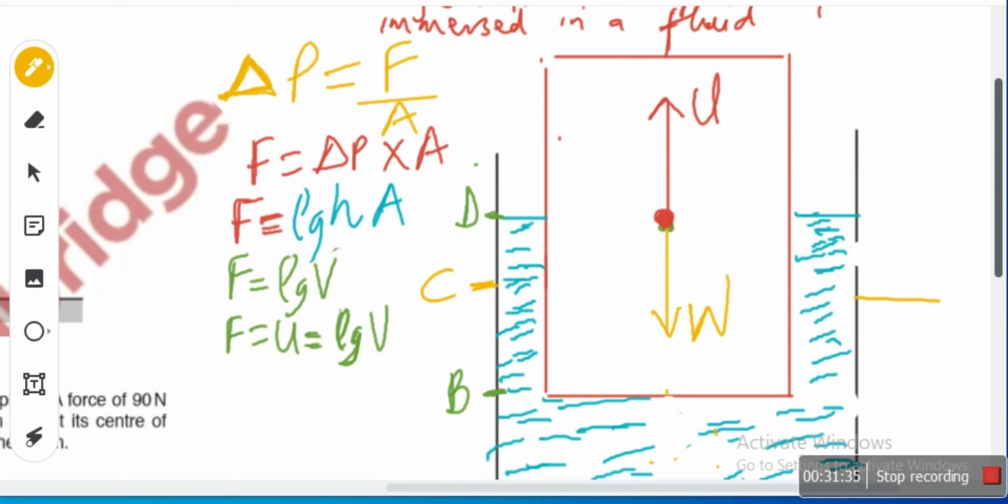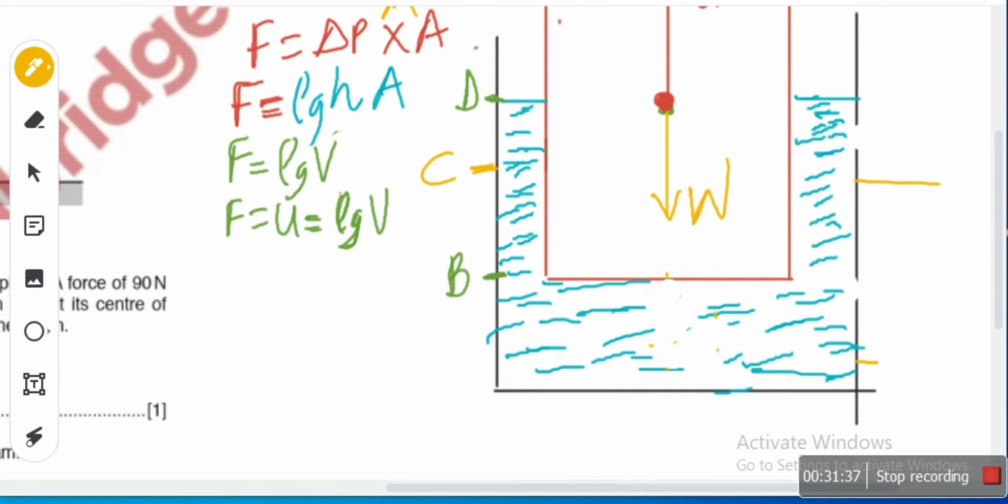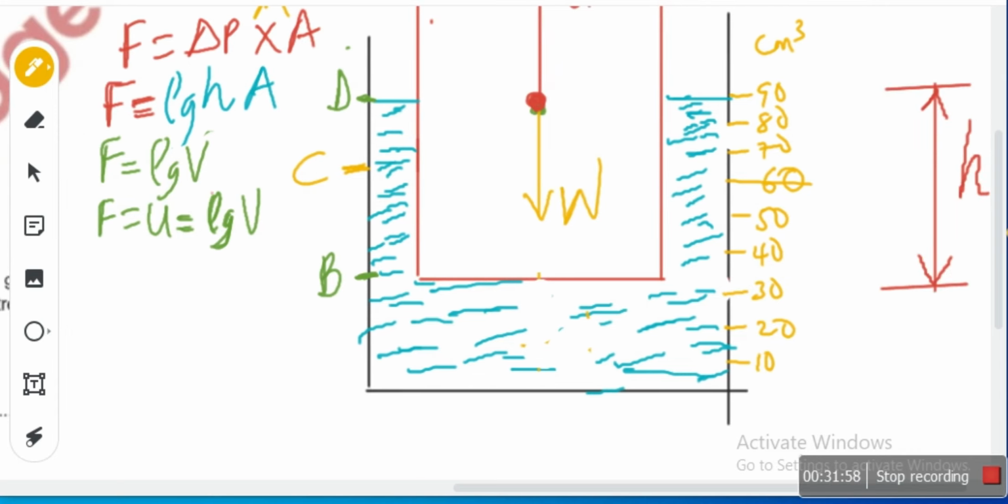Okay, I can even graduate it: 10, 20, 30, 40, 50, 60, 70, 80, and 90, maybe in cubic centimeters or whatever unit. Now this was the initial volume before I immersed this solid. Initial volume.